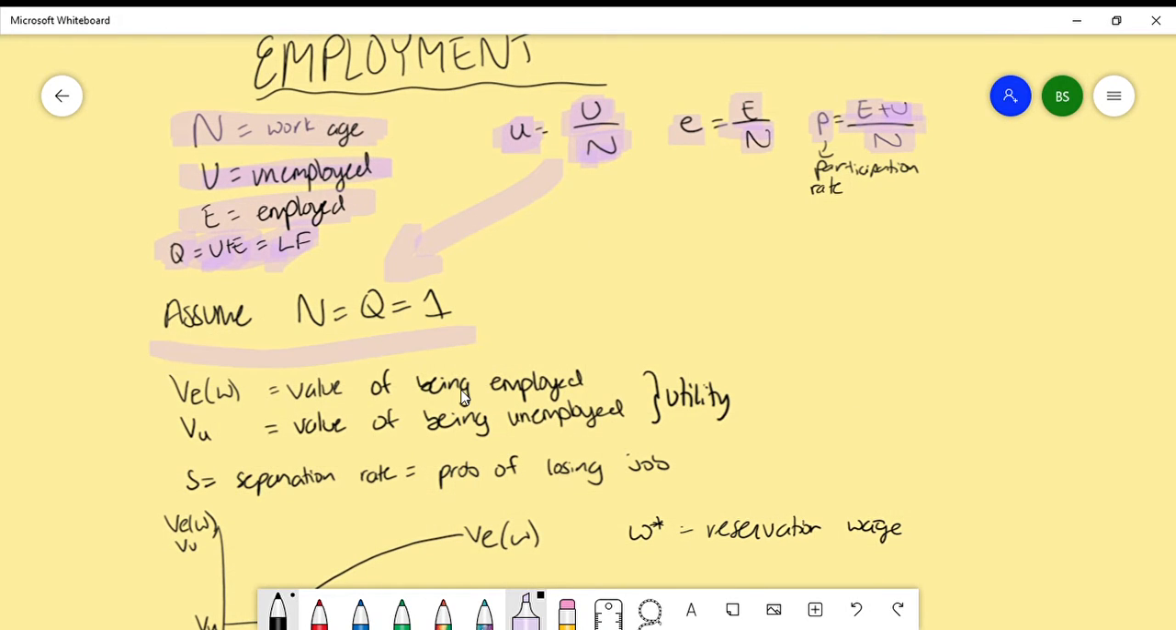So one thing is we're assuming that N equals Q equals 1. So we're assuming that all the working age population is the same as the labor force, which means that, like before, there are no stay-at-home parents or students who aren't looking for work because they're studying. Everybody in the working age population has a job or is looking for a job in this universe. And the reason it's equal to 1 is just for simplicity, because then we don't have to deal with percentages and all that.